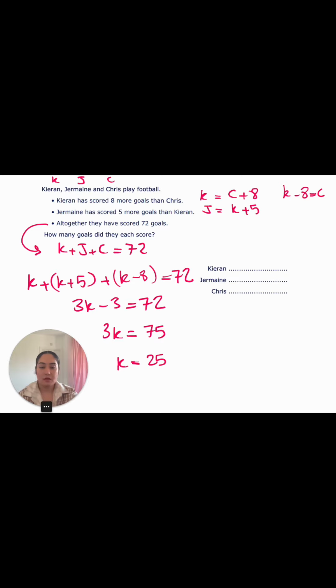Now, if Kieran has scored 25 goals, Jeremiah has scored 5 more goals, which brings him to 30 goals. And Chris has scored 8 fewer goals than Kieran, which brings his total to 17. And that's how you solve this equation. Let me know if you have any questions.